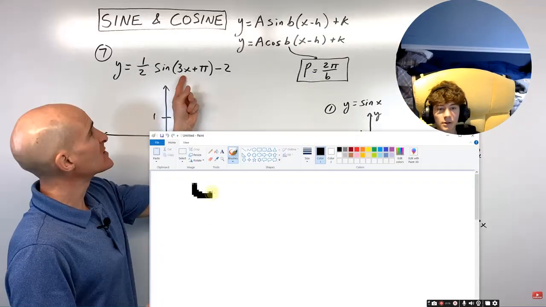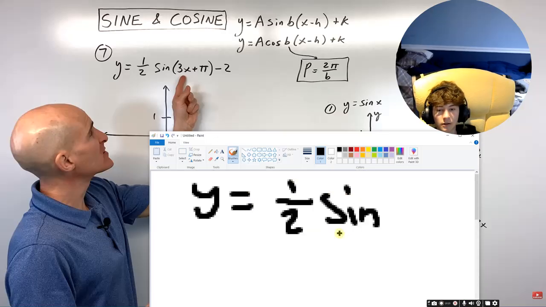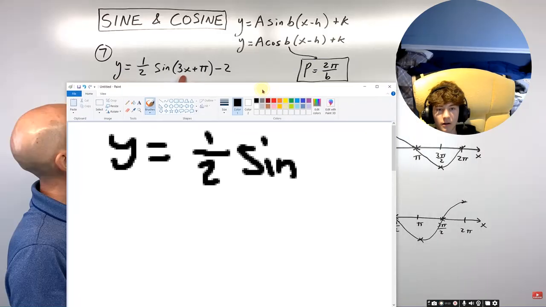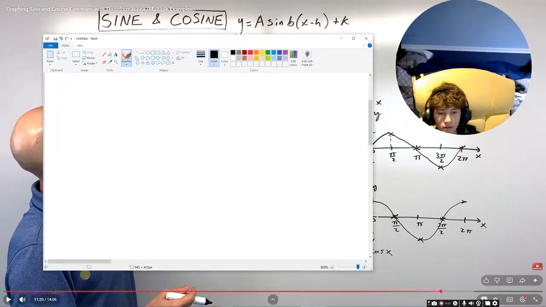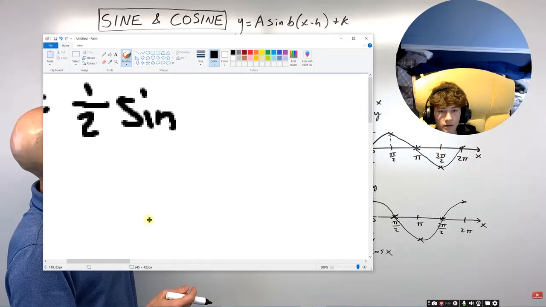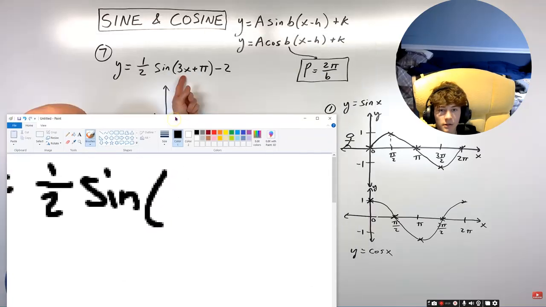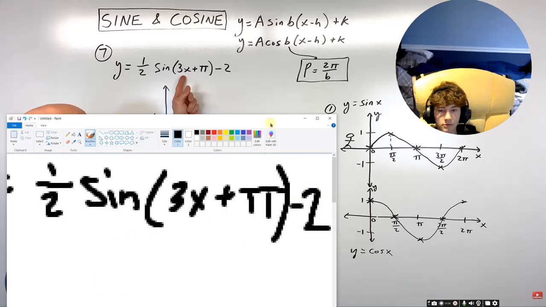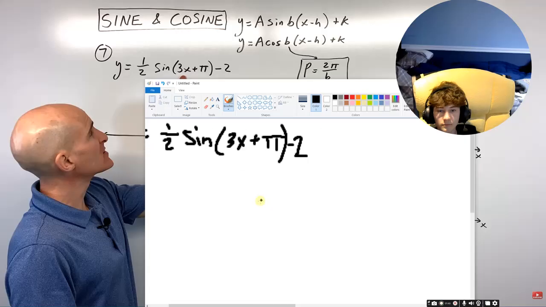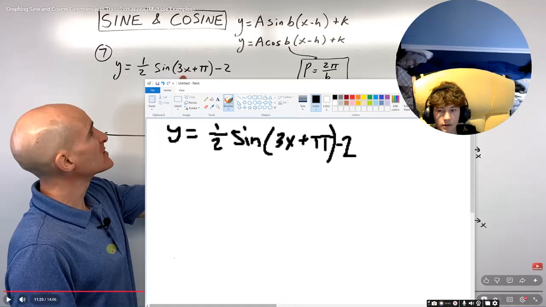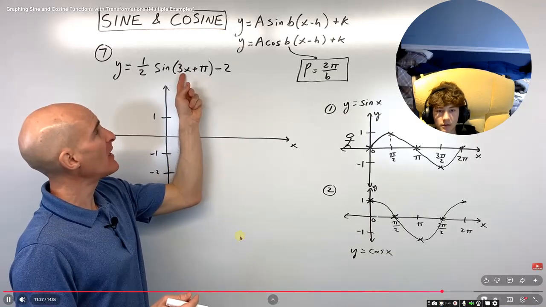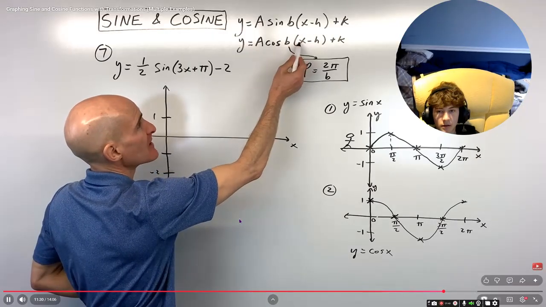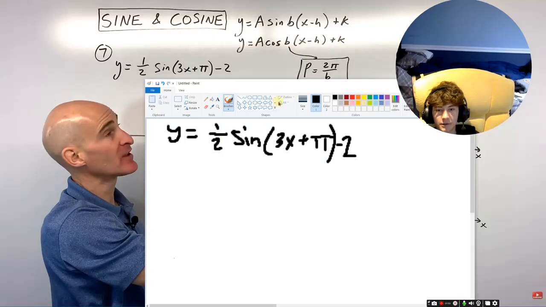Y equals 1/2 sine of 3x plus pi, minus 2. What's interesting about this problem, though, is you see how this isn't in the form where it's x plus something or x minus something. You have to divide it.